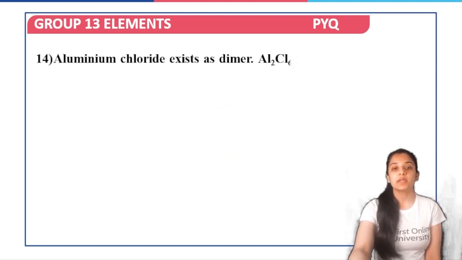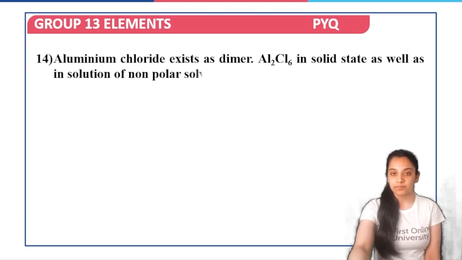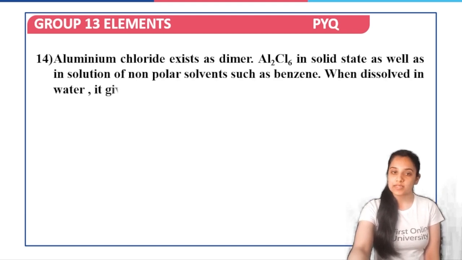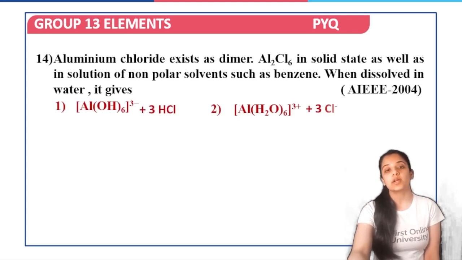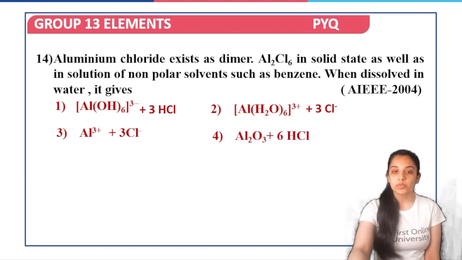Next question is: aluminum chloride exists as a dimer Al2Cl6 in the solid state as well as in the solution of non-polar solvents such as benzene. What happens when it is dissolved in water? You have to give the products which are formed.